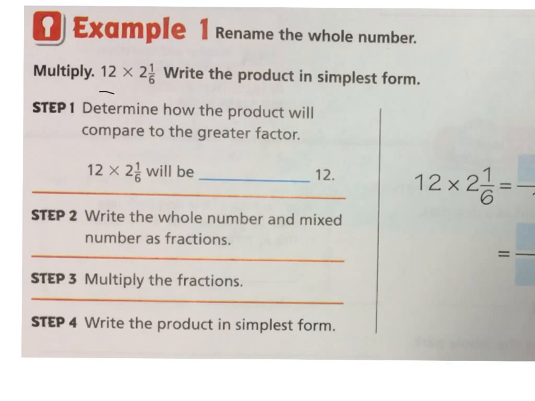So our problem that we're writing down in our notebook is 12 times 2 1/6. Now, in order for us to figure out if our answer is reasonable, let's think about how the product should be compared to the factors. Is 12 times 2 1/6 going to be greater than, less than, or equal to 12? So we'll know our answer is reasonable if it is greater than 12.